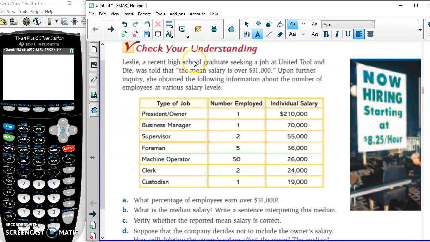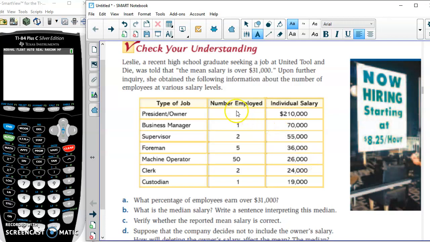Leslie, a recent high school graduate seeking a job at United Tool and Die, was told that the median salary is over $31,000. Upon further inquiry, she obtained the following information about the number of employees at various salary levels. So we have different types of jobs in this column. We have the number employed, or this is like our frequency, and then we have the individual salaries.